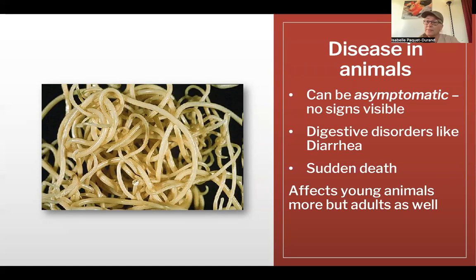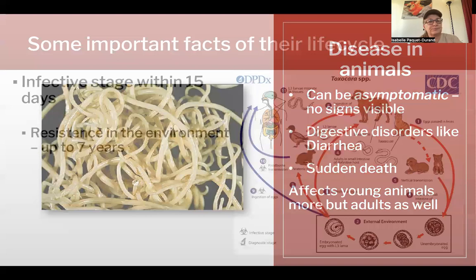In animals, this disease can be asymptomatic again, like so many of these diseases that we talk about here. So we may see no signs, but it can, of course, also lead to digestive signs, aka diarrhea, bloat, lack of appetite, weight loss. And in extreme cases, it can also lead to sudden death in animals. And again, as so often, young animals are affected more, but adults are also affected.